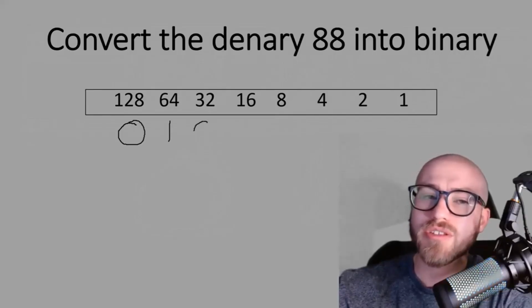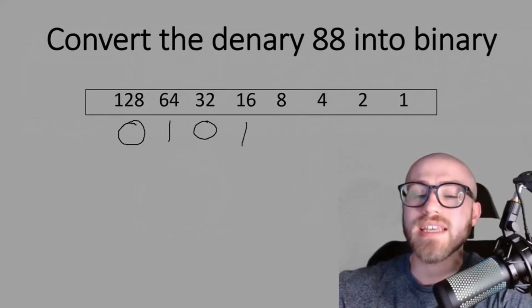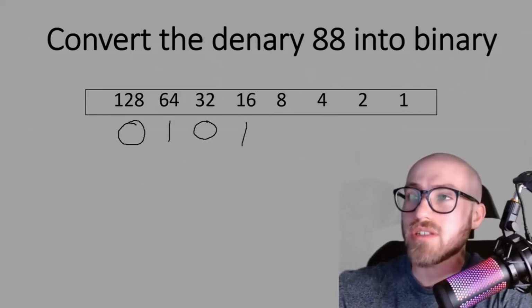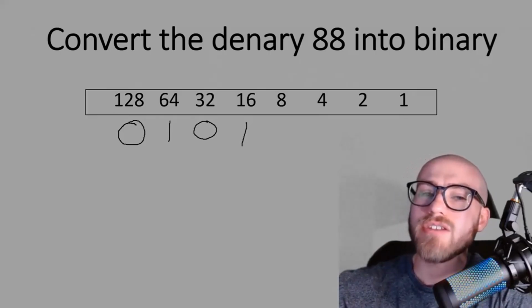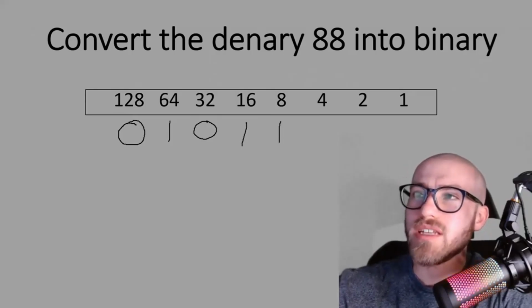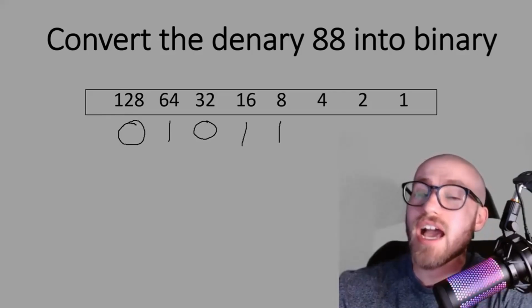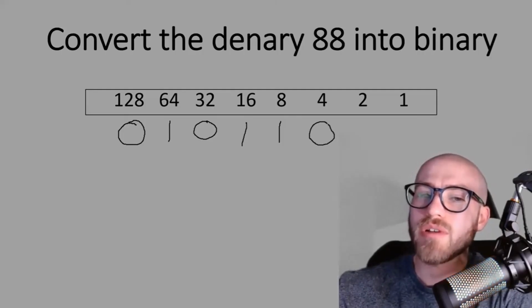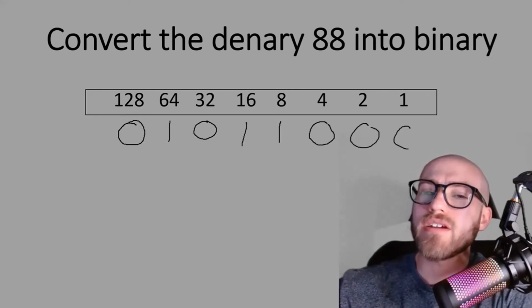So 32 is too high. But if I add 16, that's going to bring me to 80. So we're really close now. Okay, so we're currently at 80. Now if I add another 8, we have made it. That's all we would need to make the number 88. However, we've not given our answer in a byte yet, so we would need to finish this off, and we would put a 0 in the remaining columns there.